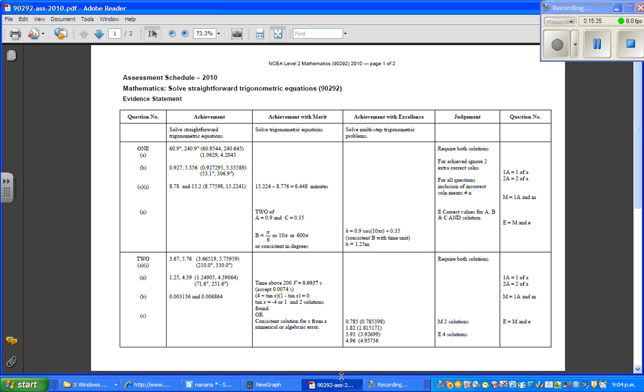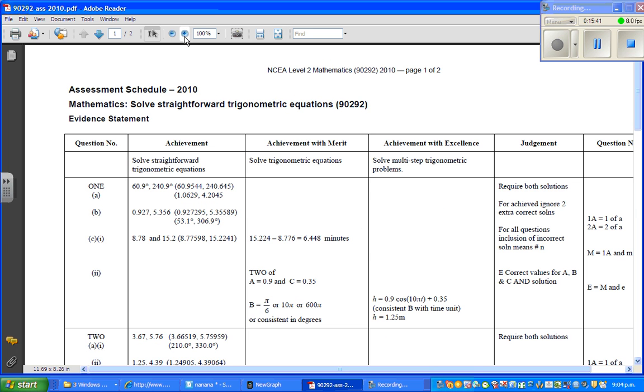I've got the answers here. Let's check whether the answer is right. This is the question. Yeah, here we go. I'll show you. This is the marking schedule, and this is the answer from the marking schedule of 2010. So the equation is right, and this is your height.